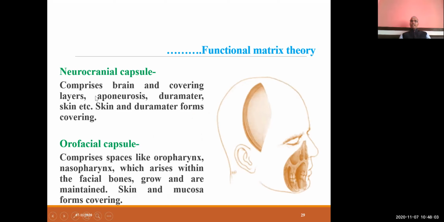Neurocranial capsule: it comprises the brain and covering layers, the skin and dura mater. Skin forms the covering from the outside and dura mater from the inside. And the orofacial complex, the capsule. So this is a neurocranial capsule, and this is an orofacial capsule. The orofacial capsule comprises spaces like the oropharynx and nasopharynx, within which the facial bones arise, grow, and are maintained. For the facial capsule, the skin and mucosa form the covering layer, skin from the outer side and mucosa from the inner side.